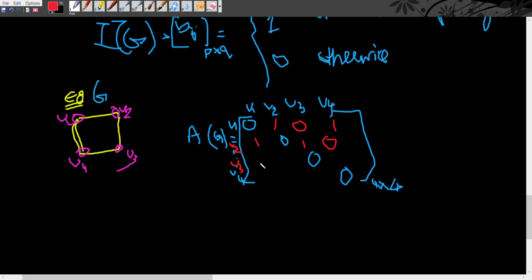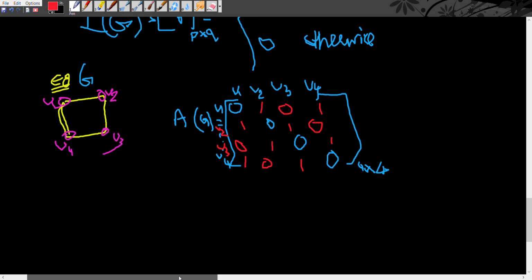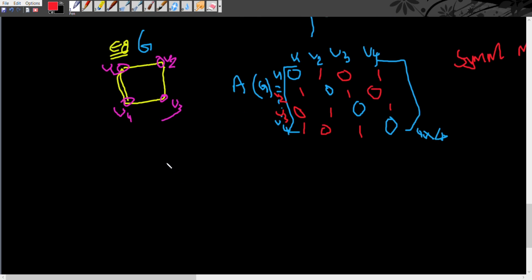U3 is not connected to U1, so you place a 0 here. U3 is connected to U2, place a 1, and U3 is connected to U4, again place a 1. Similarly U4 is connected to U1, place a 1. U4 is not connected to U2, put down a 0, and U4 is connected to U3. So this matrix that you see is known as your adjacency matrix. If you observe carefully, this is a symmetric matrix. So I hope that's clear.